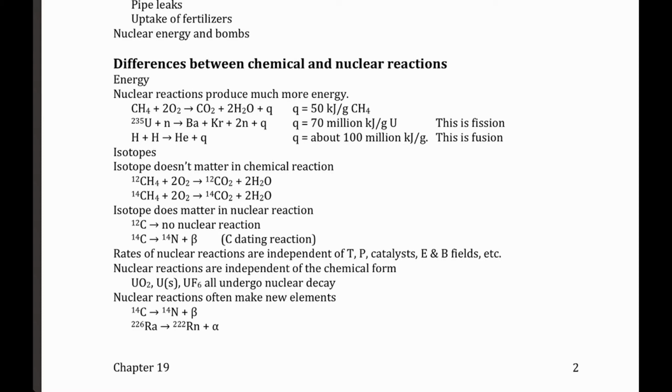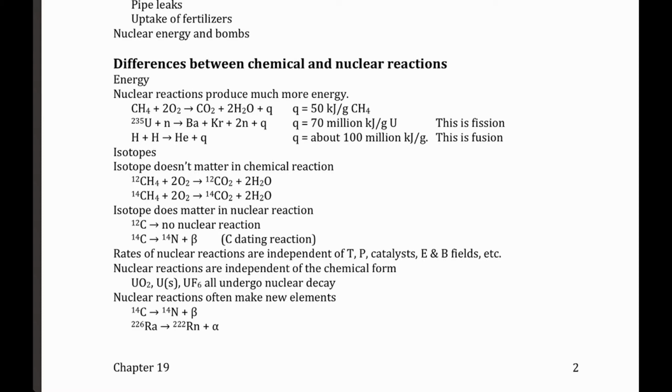Rates of nuclear reactions are independent of temperature, pressure, catalysts, electric and magnetic fields, etc. When a nuclear reaction is going to happen, it happens. Whereas chemical reactions are very dependent on temperature, pressure, catalysts, and so on.